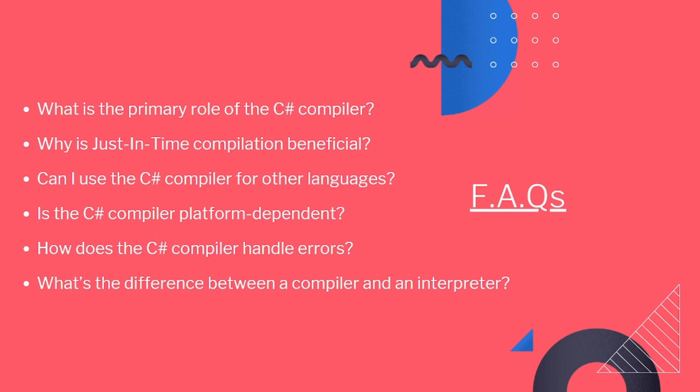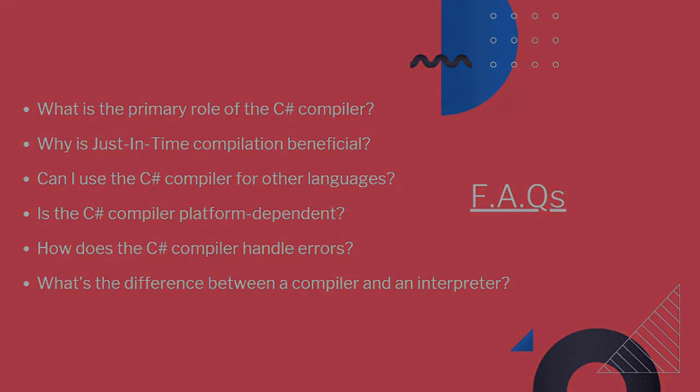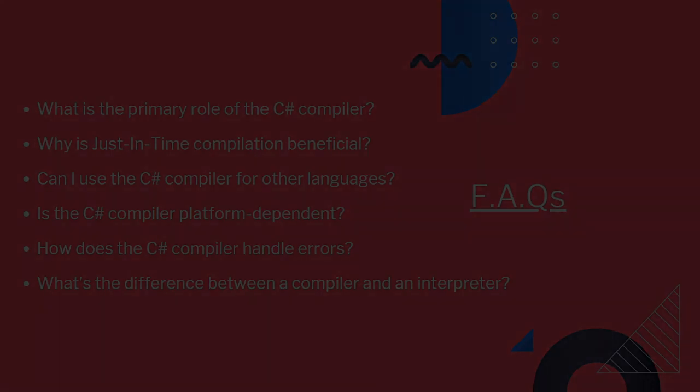Is the C# compiler platform dependent? While C# was initially Windows-centric, thanks to .NET Core, you can now run C# on various platforms. How does the C# compiler handle errors? The compiler flags errors during the compilation process, allowing developers to rectify them before execution. And the last question is, what is the difference between a compiler and an interpreter? A compiler translates the entire code at once, while an interpreter translates line by line during execution.